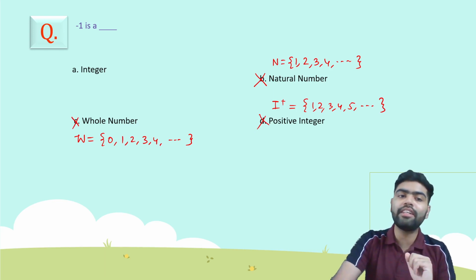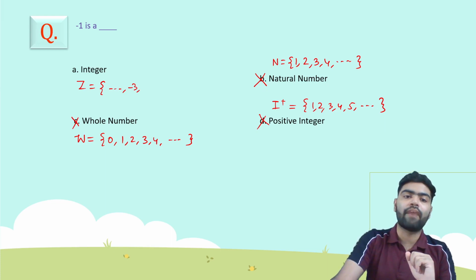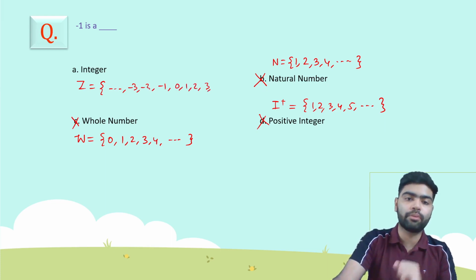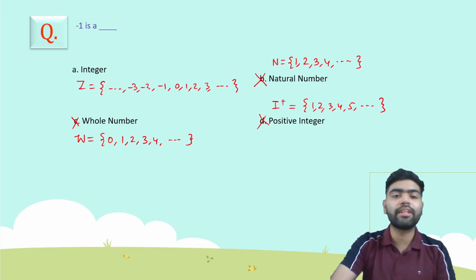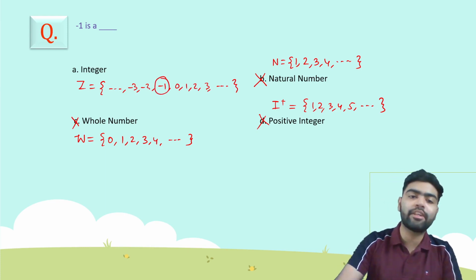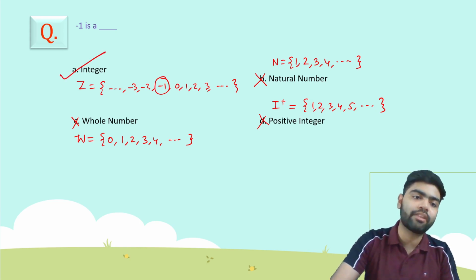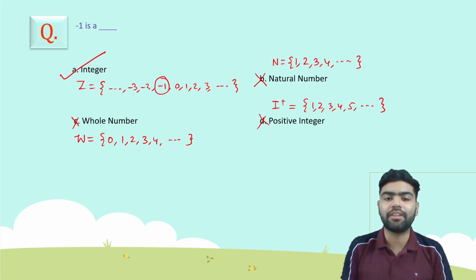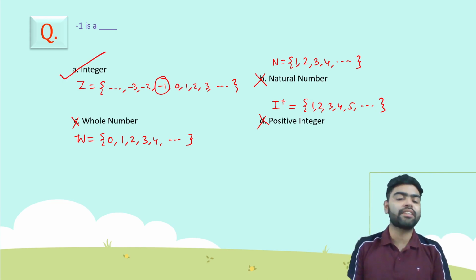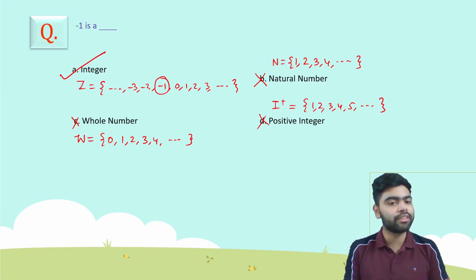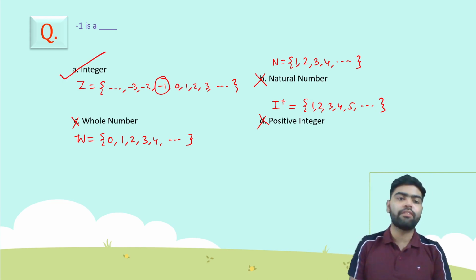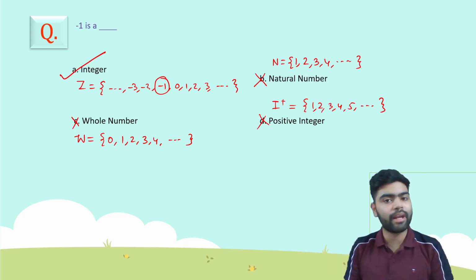The set of integers, however, is basically this set, right? From -3, -2, -1, 0, 1, 2, 3 and so on. So clearly you can see over here that -1 is included. So -1 is an integer, but we cannot say that it's a natural number or a positive integer or a whole number. So if you answer this as integer, you're going to get the correct answer.